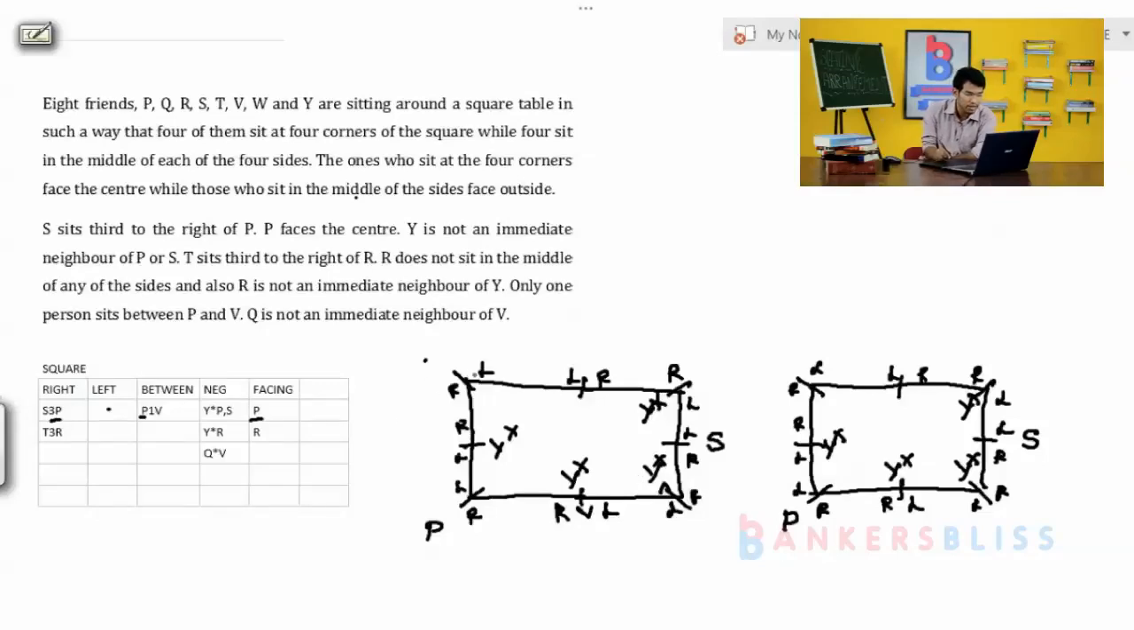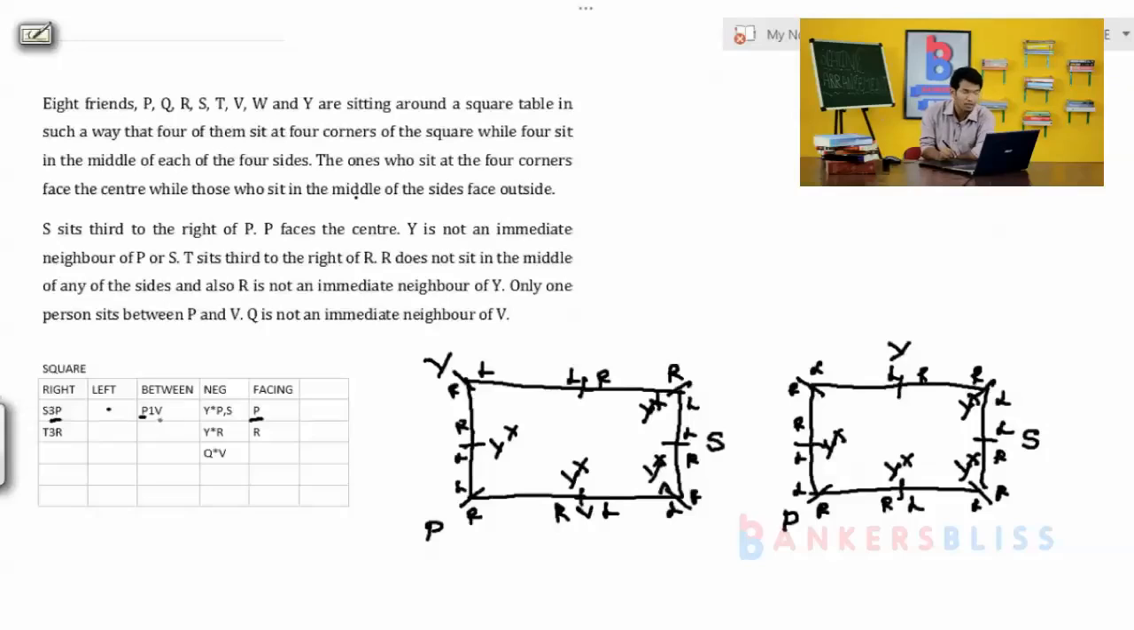Only one possibility, sorry, two possibilities. Y should come here or Y should come here. First I write Y is here, and second possibility I write Y here. Is it clear?